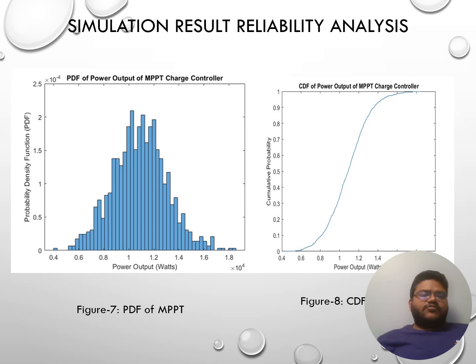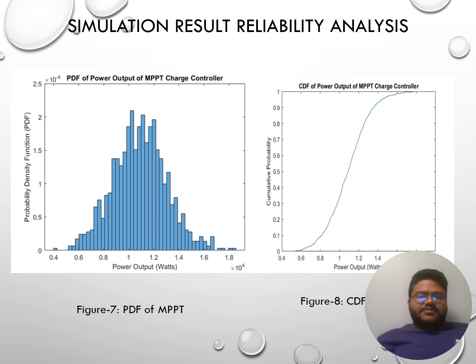And then moving on to the simulation result of the reliability analysis. So we can see that the first graph is the probability density function of the MPPT charge controller, and our maximum obtained probability density function is more than 2, and the operation range is scattered from 0.6 to around 1.6, whereas the maximum probability density function is obtained in the range of 1 to 1.2 watt. And the right side graph is the cumulative density function graph.